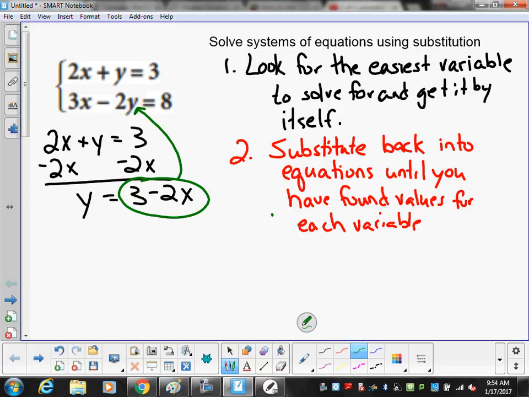So, first step, look for the easiest variable to solve for and get it by itself. Second step, substitute back into the equations what you know. In this case, y equals 3 minus 2x, we're going to substitute that back in until you've found values for each variable. So I'm going to rewrite that second equation now: 3x minus 2 times y, which is 3 minus 2x, equals 8. All I have done is put 3 minus 2x in place of y in that second equation.